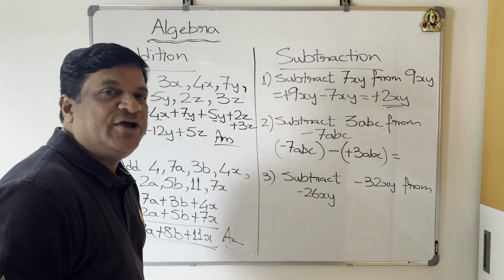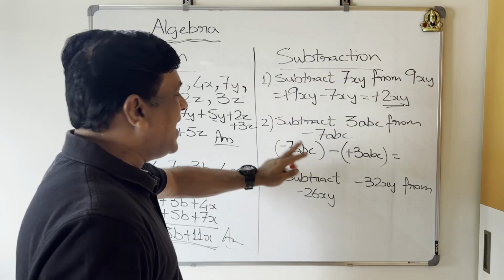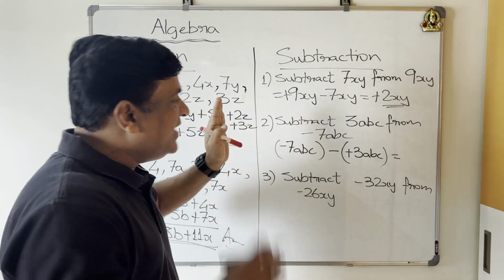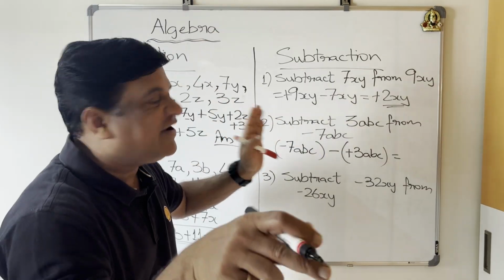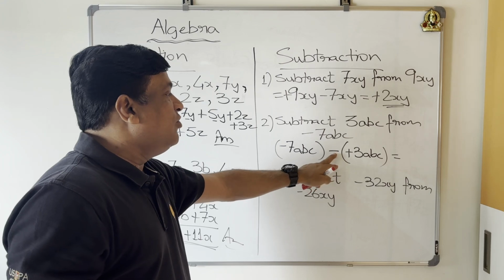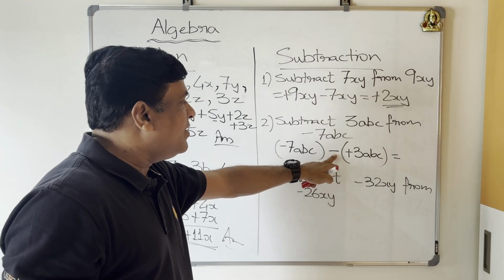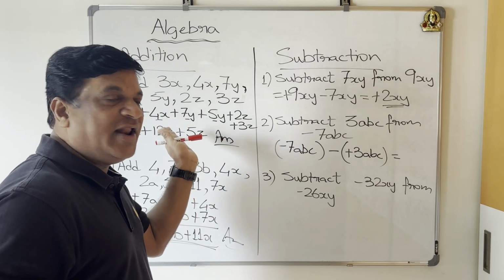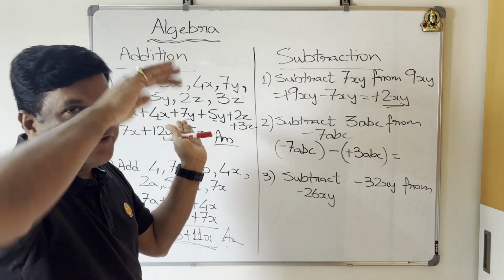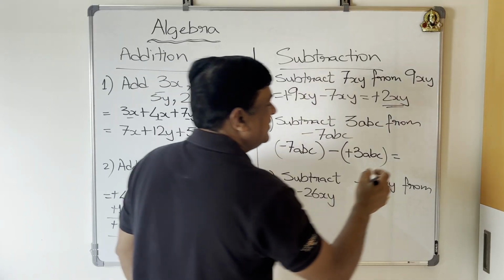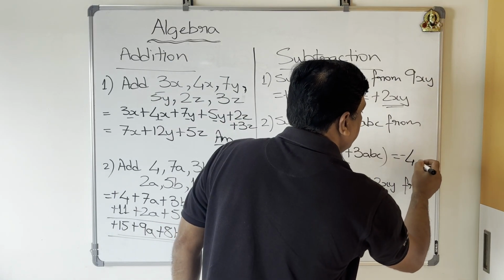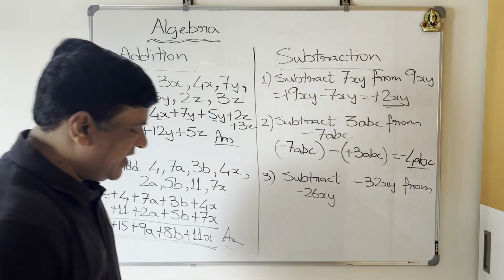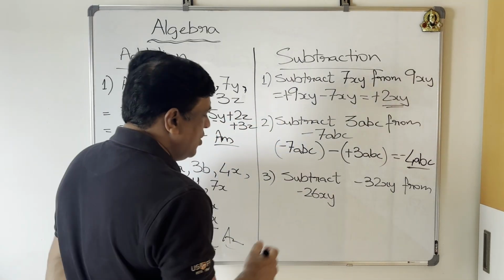Now look at it. What are you going to do? You need to go minus 7 positions to the left on your number line and then again you have to come in the reverse direction because you're subtracting, right? Remember that rule which I showed you? First you go -7 on the number line and then you need to travel 3 positions this side. So your answer is going to be -4abc. Remember. Okay?